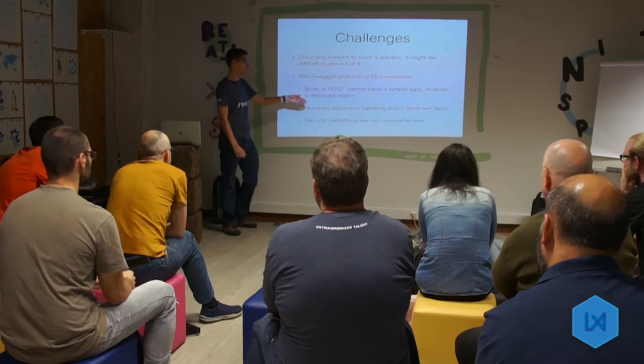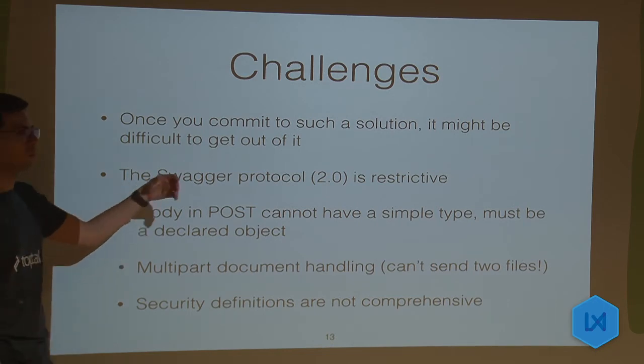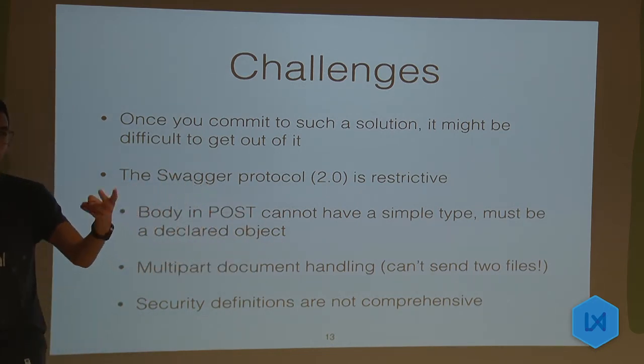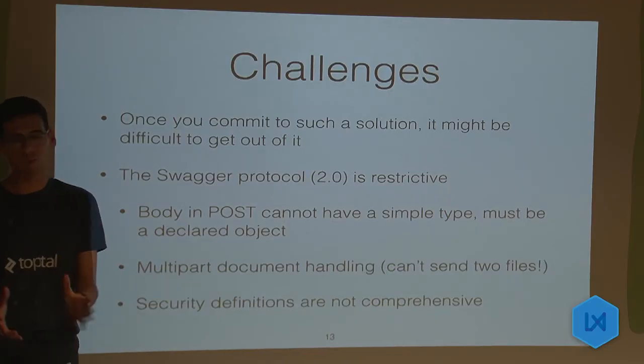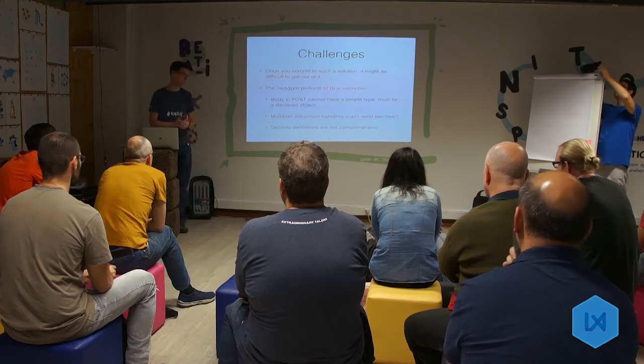You cannot, for instance, receive a single string in the body of a request. It has to be an object. If it's a JSON object, it has to start with curly braces. It cannot be just a string. If you want to receive 2 files in a form upload, you cannot receive 2 files. And the security definitions, they are made for just 2 types, which are OAuth and basic authentication. I didn't want any of those. I just wanted JWT, which is quite widespread. And you have to basically hack the spec in order to use it, which is why I'm not using the native permission control.